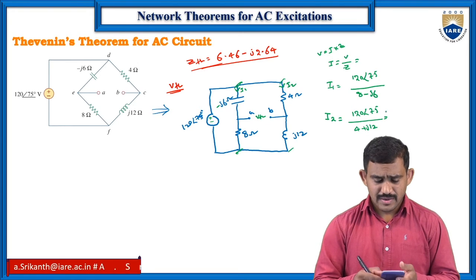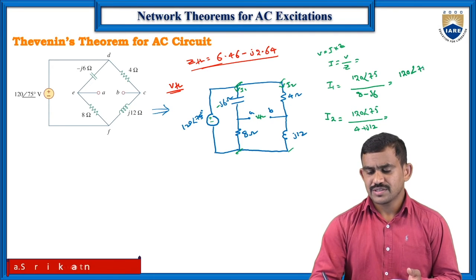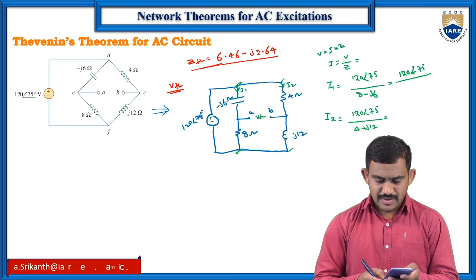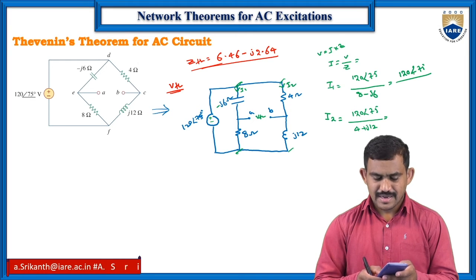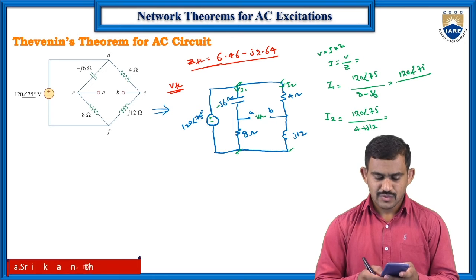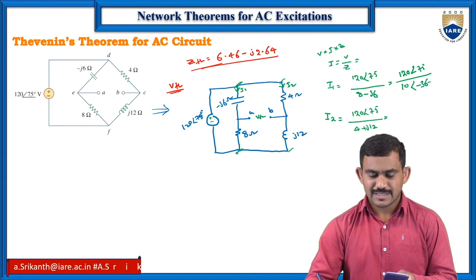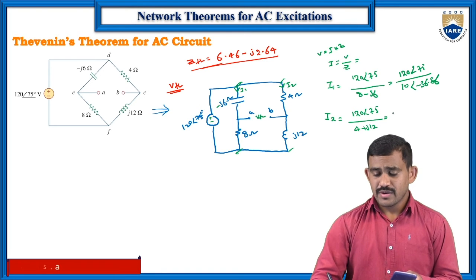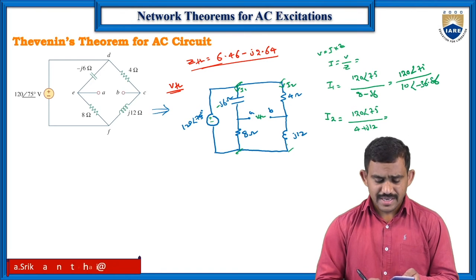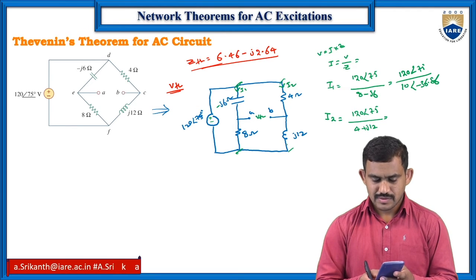So for polar, the denominator will be changed. The denominator for polar 8 comma minus 6, so we have 10 angle with minus 36.86. Okay, now coming to I2, same polar 4 comma 12.